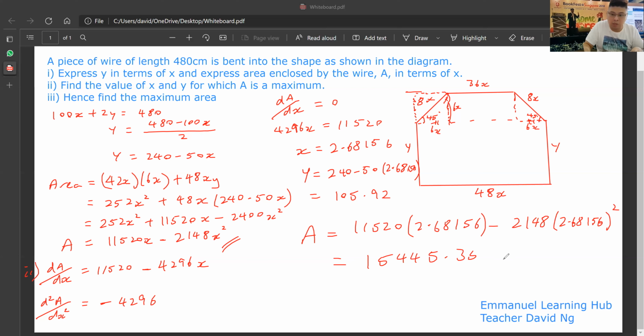You have 15445.35 cm squared. So that's the maximum area. So x and y when it's maximum. So this is to prove it's maximum. Therefore, A is maximum.